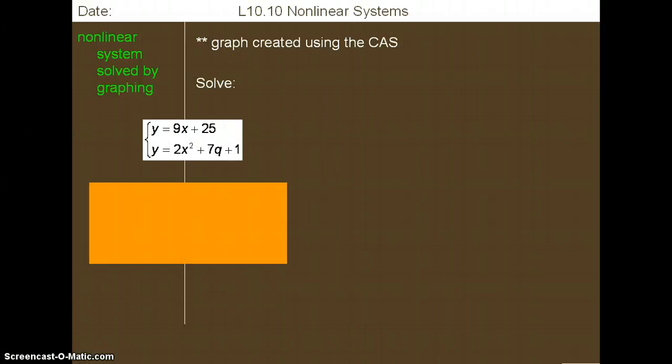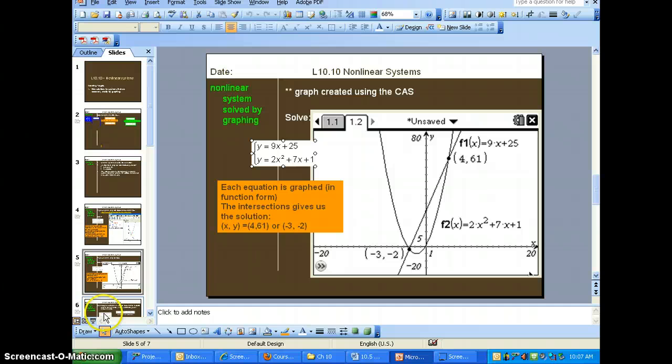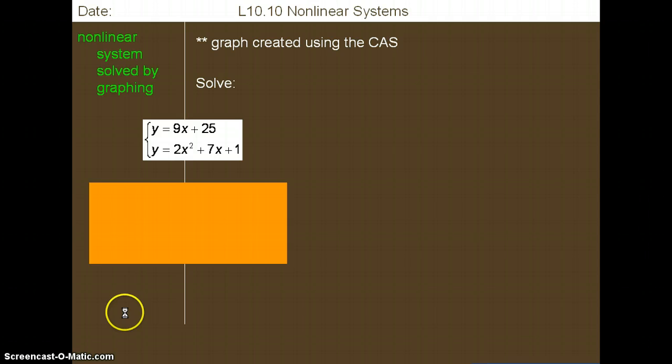Taking a look at another one, this graph I actually created using your CAS calculator. This one is the system of equations that y equals 9x plus 25 and y equals 2x squared plus 7x plus 1. Let's go. I had originally planned to use a cube, but then I realized that for graphing purposes, y and x were a lot more practical. So using the CAS, I graphed it.